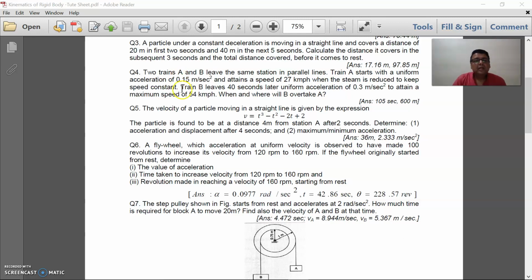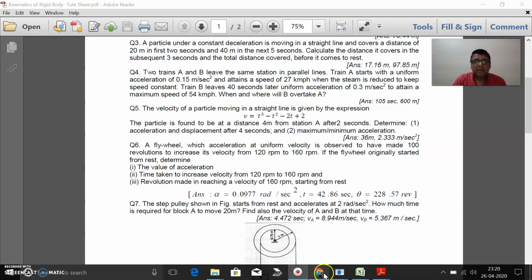Okay, then next sentence is train B leaves 40 seconds later. Train B left 40 seconds after train A. And the uniform acceleration of train B was 0.3 meter per second square to attain a maximum speed of 54 km per hour. When and where will B overtake A? So let us come to the solution of it.